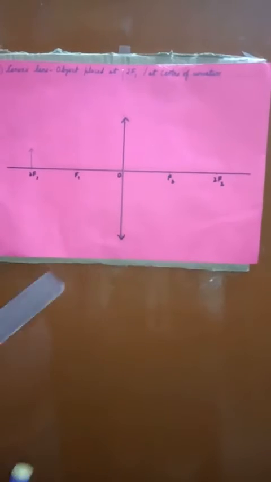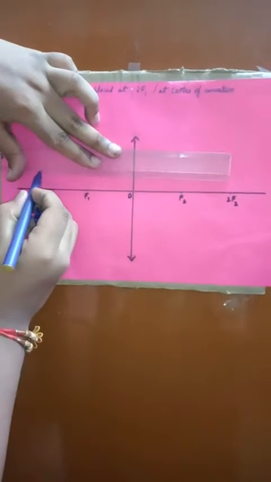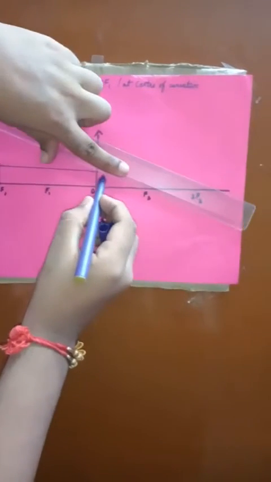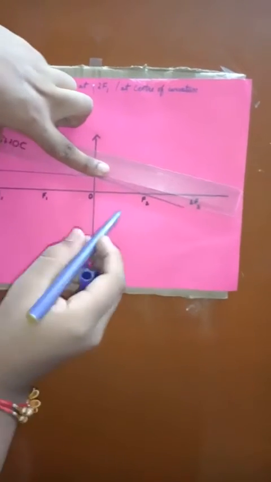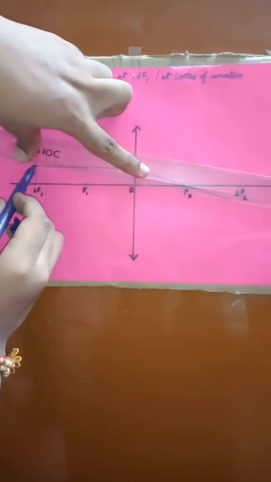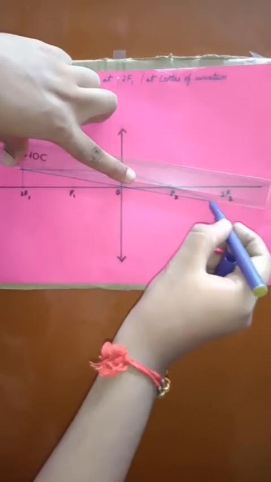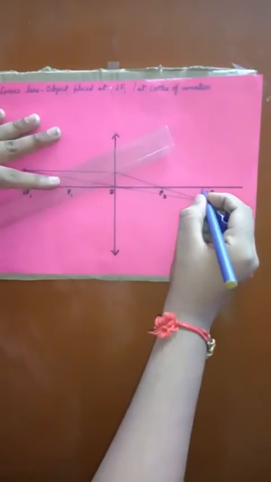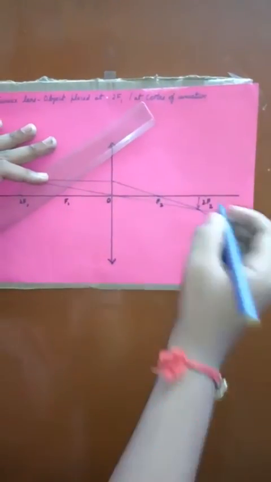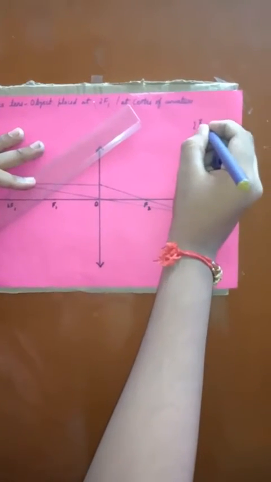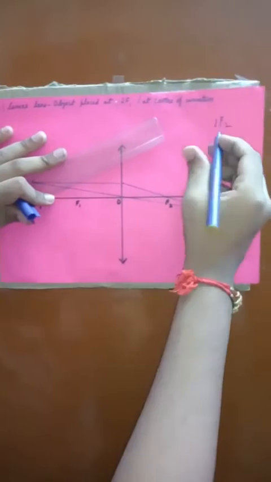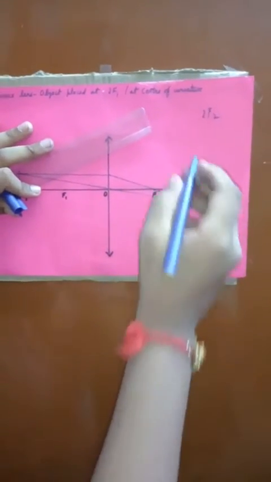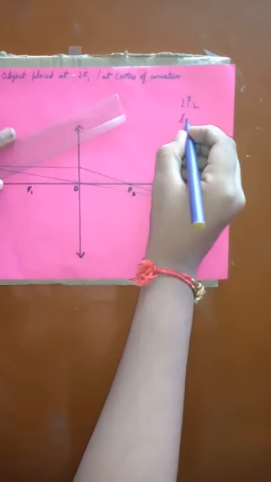Now let us consider a convex lens and an object placed at 2f1, that is at the center of curvature. Let us draw the ray diagram. A ray which is parallel to the principal axis would pass through the focus, and a ray which passes through the optical center would not deviate its path. So there is an error while drawing. If we draw correctly, we would get the image at 2f2, that is on the other side of the lens. The image is formed at 2f2, and you know that it's a real, inverted image. And what is the size of the image? Yes, it's the same size.